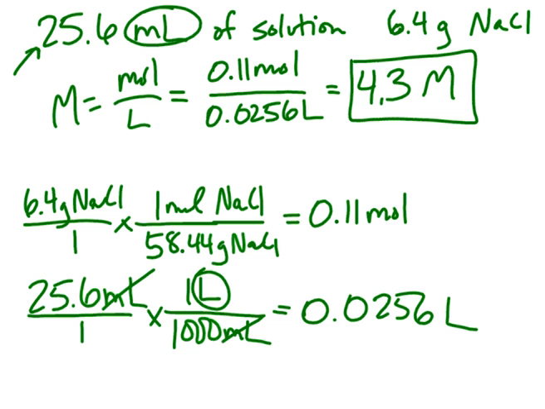That's the concentration of that solution in molarity. So if I have 6.4 grams of sodium chloride in 25.6 milliliters of the solution, I have a molarity of 4.3. Obviously you could rearrange this as long as you have the proper units. It needs to be in liters, and this needs to be in moles. You can calculate molarity, moles, or liters as long as you have 2 of the 3 variables.